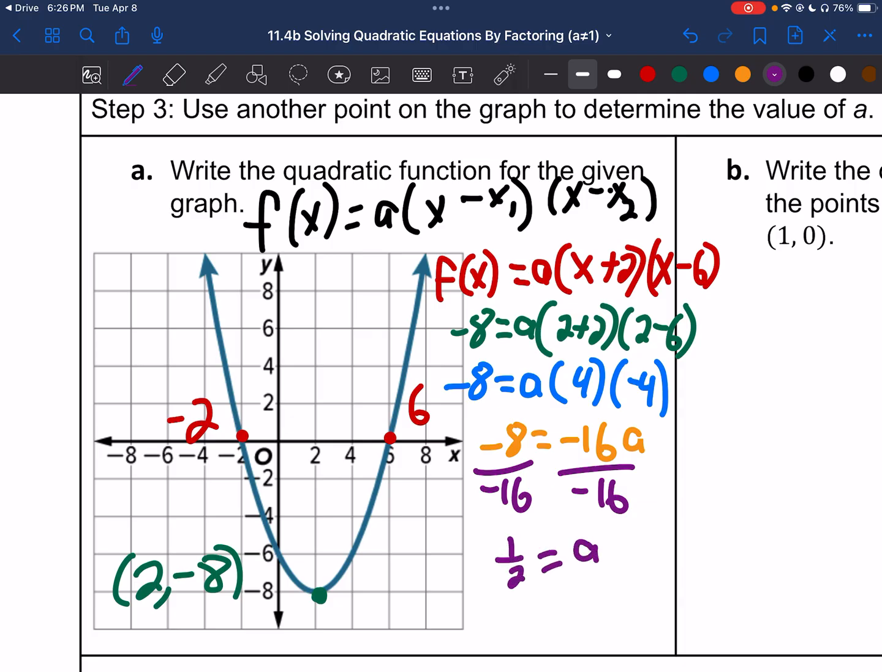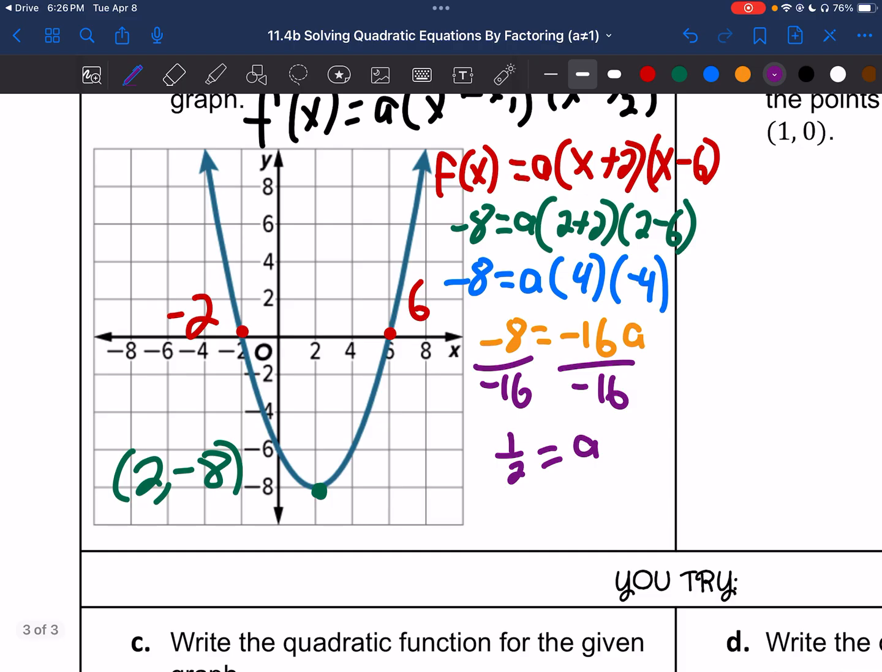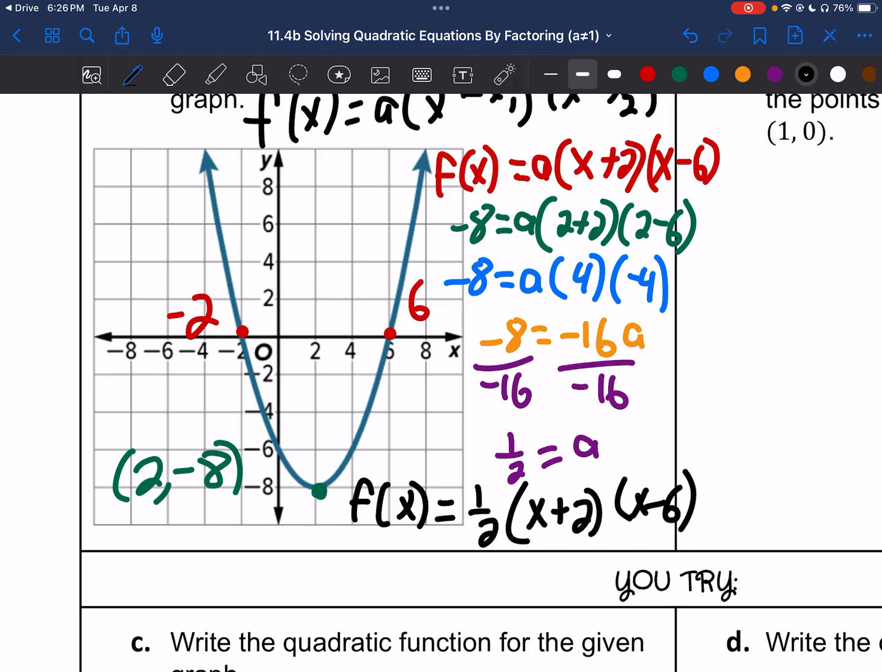So now I just need to substitute that back in. So we've got f of x is equal to 1/2 times x plus 2 times x minus 6. If I were to FOIL that real quick, I would get x squared. We have minus 6x plus 2x, which is minus 4x, and minus 12. And if I multiply those by 1/2, I get f of x is equal to 1/2 x squared minus 2x minus 6.